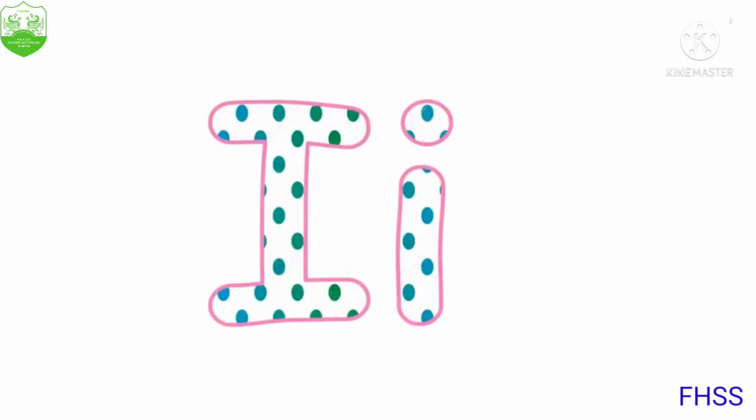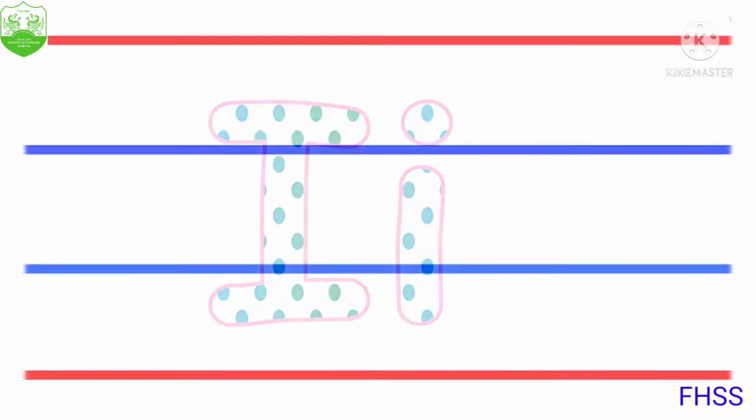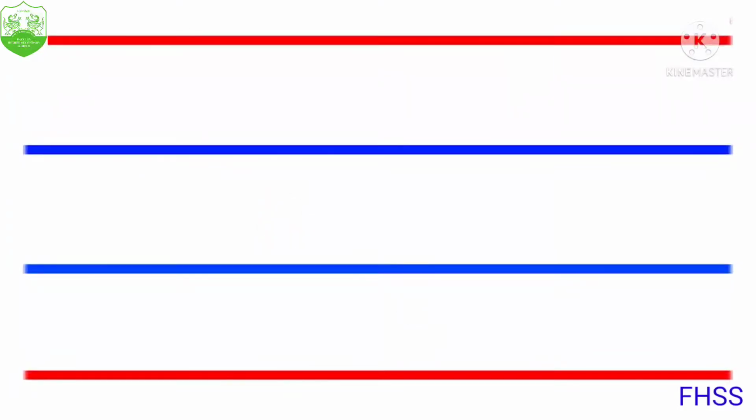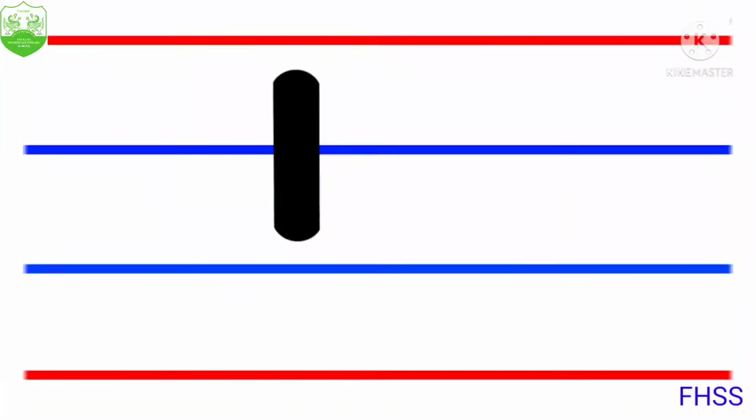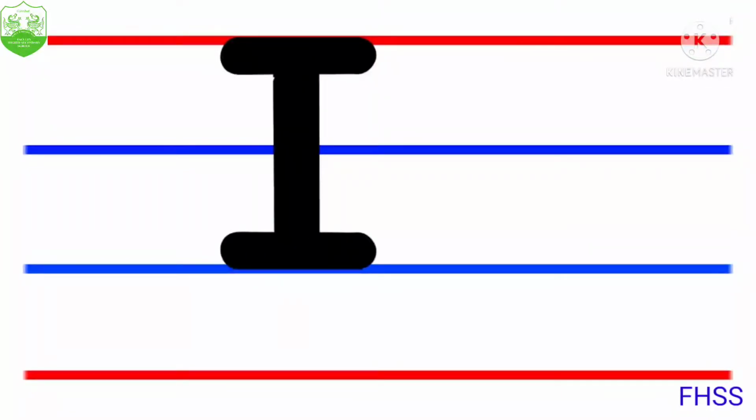Children, let's trace the letter I for big I. One standing line. Then on the top, a small sleeping line and a small sleeping line in the bottom line. Now for small I, one standing line and a dot.